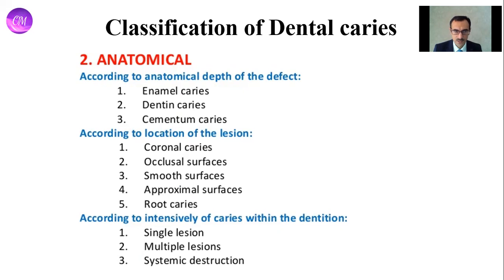According to location of the lesion, there are 5 types of the caries: coronal caries, occlusal surfaces, smooth surfaces, approximal surfaces, and root caries. According to intensity of caries within the dentition, there are 3 types of the caries: single lesion, multiple lesions, and systemic destruction.